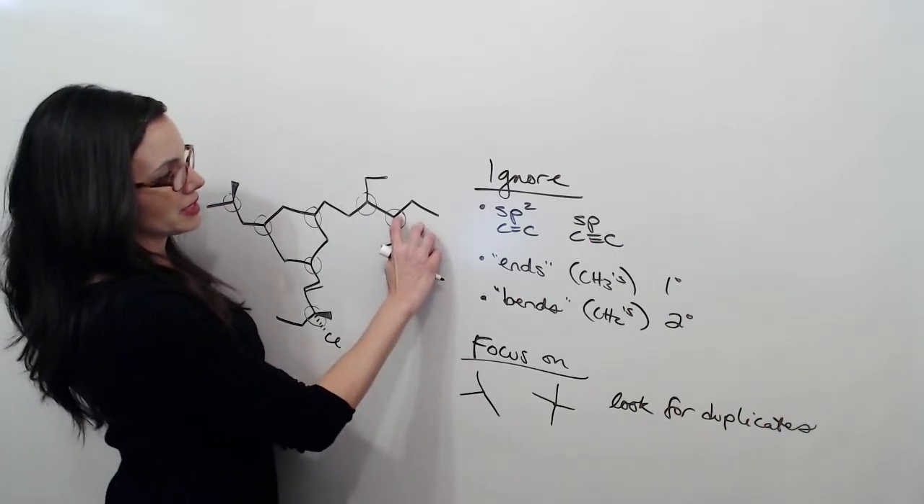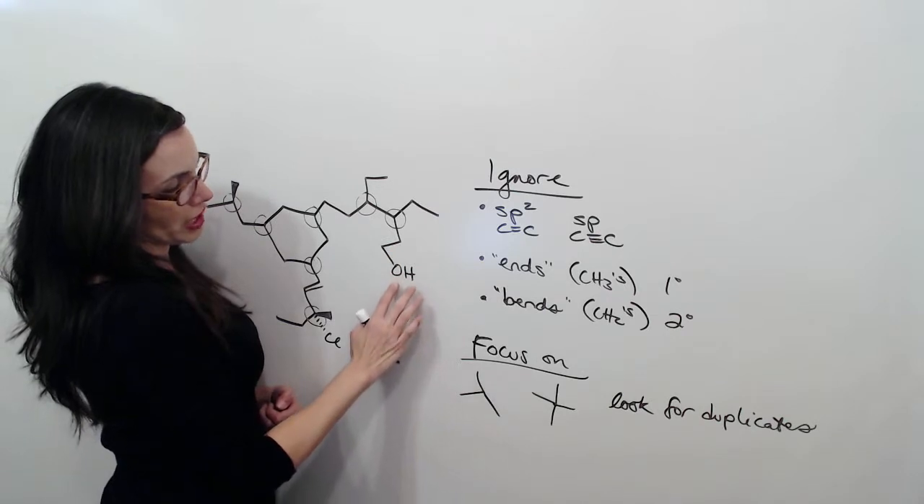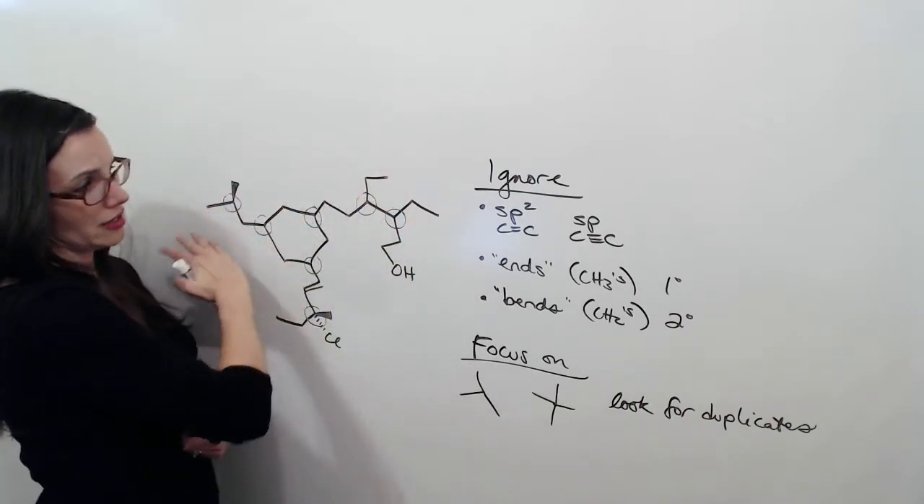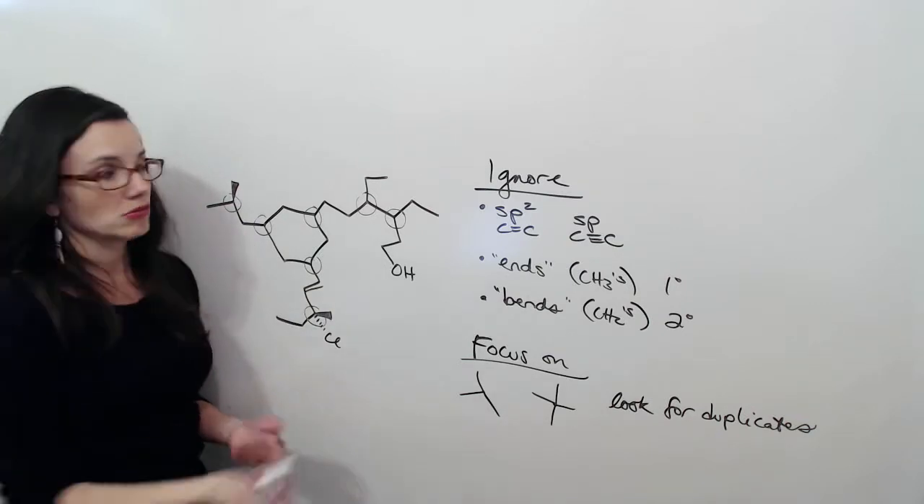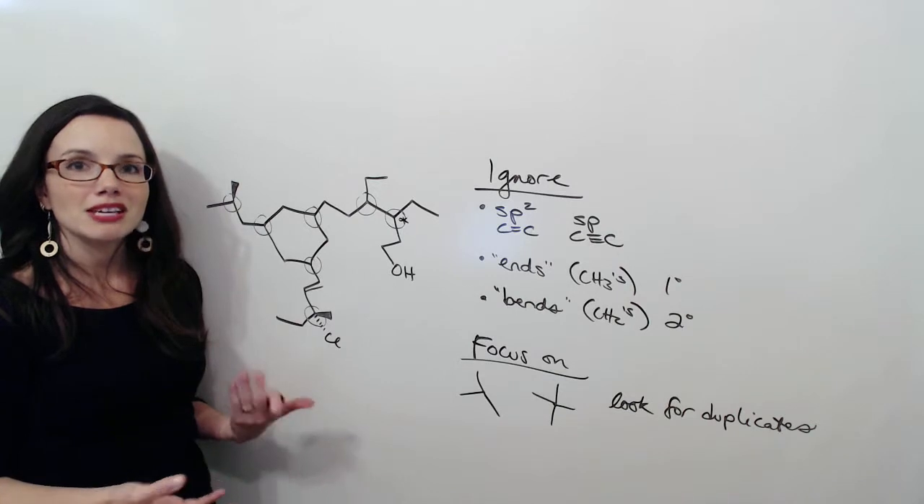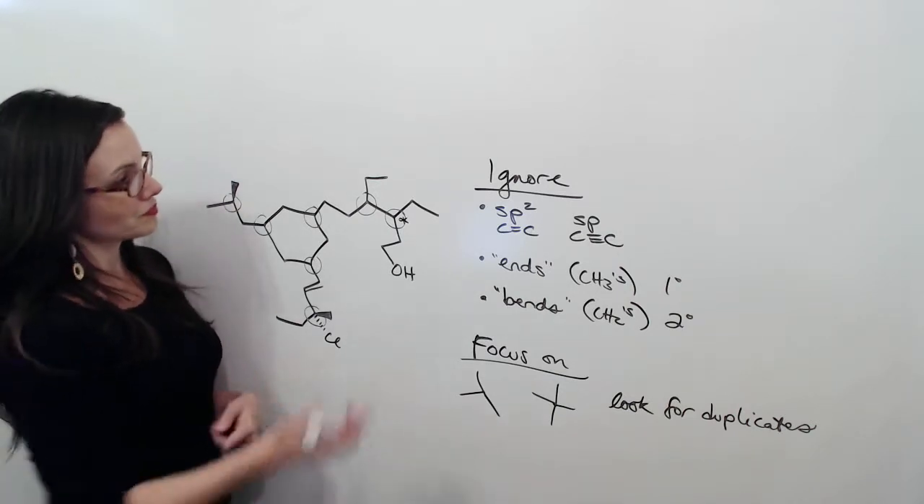For example, here we see an ethyl. We see this 2-carbon chain with an OH on it. That's different from this one. And then we see this big chain. Those are 3 different groups. So this is a chiral carbon. And sure, yes, there is a hydrogen that we don't see, but we don't really have to pay attention to it. We just need to check for duplicates and we'll be fine.